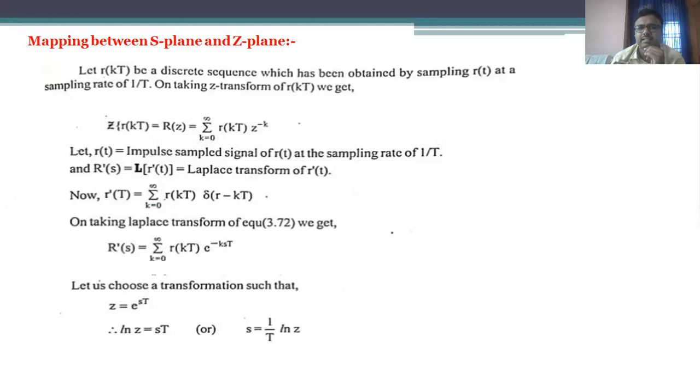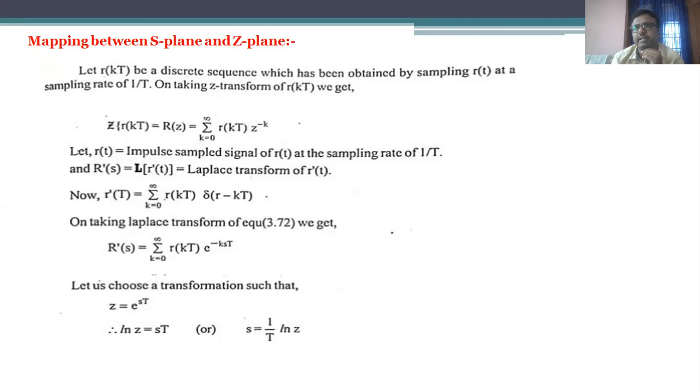This particular concept has been discussed in the Z-transforms method. We have framed a relation between S domain and Z domain. In simple words, I will tell what the relation between S-plane and Z-plane is.